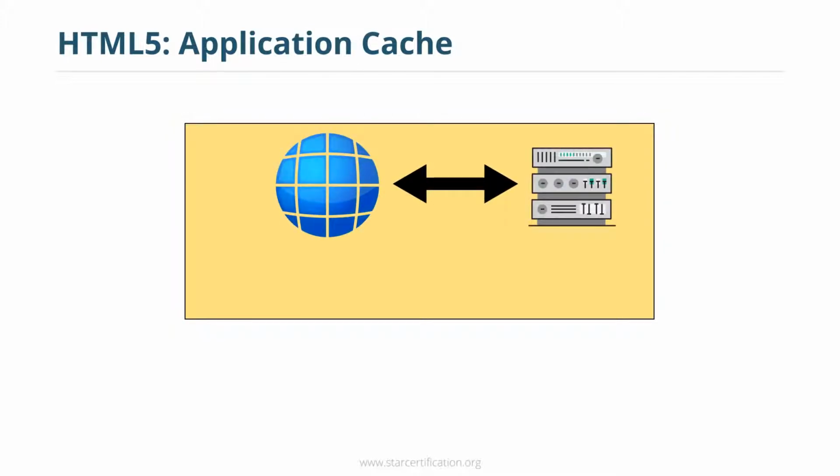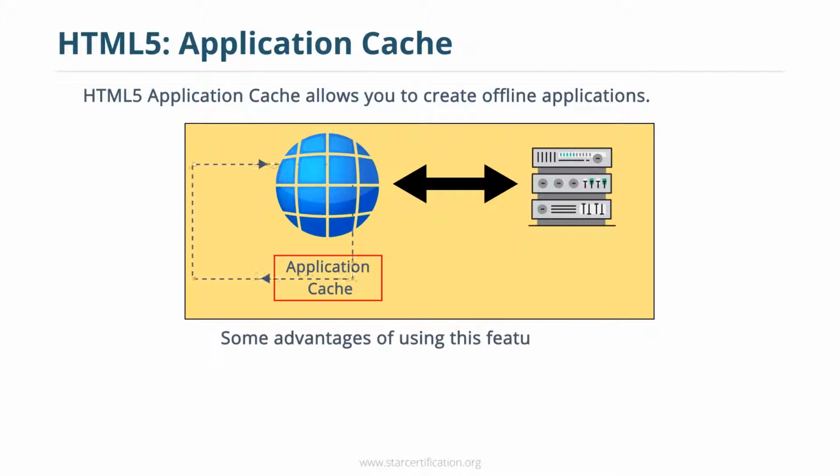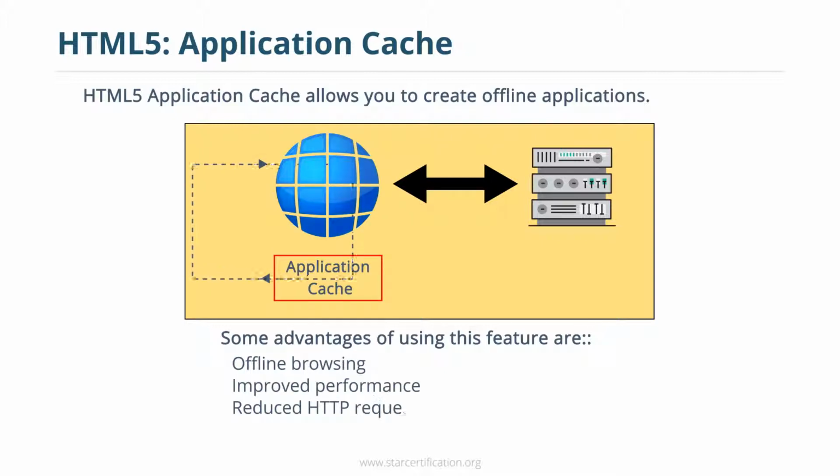Usually, most web-based applications work only when you are online. But HTML5 introduces an application cache feature that allows the browser to automatically save the HTML file and all the other resources that are needed to display it properly on the local machine, so that the browser can still access the web page and its resources without an internet connection. Some advantages of using this feature are offline browsing, improved performance, and reduced HTTP requests and server load.